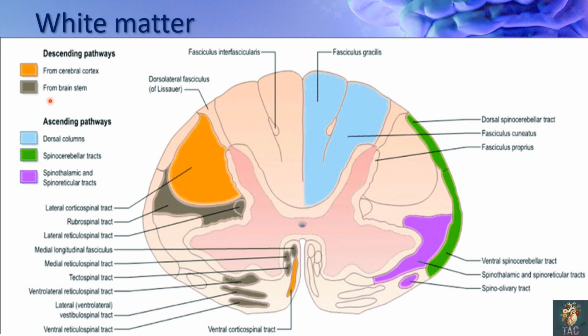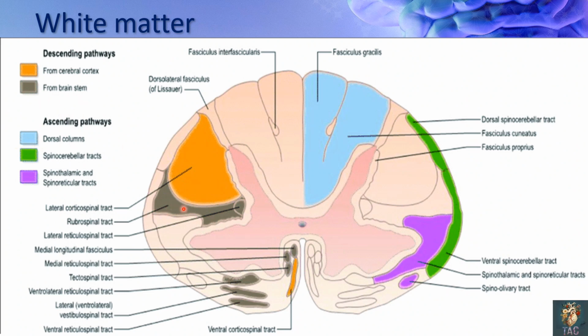So we have the different tracts: the descending pathways and the ascending pathways. The descending pathways are again divided into two. The ones descending from the cerebral cortex are the lateral corticospinal tract and the ventral or anterior corticospinal tract. Then we have the pathways which descend from the brainstem.